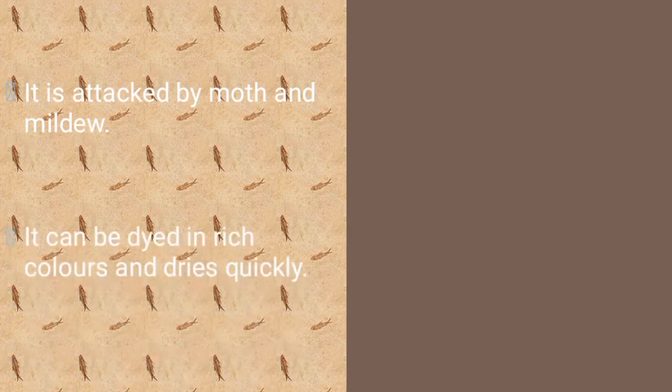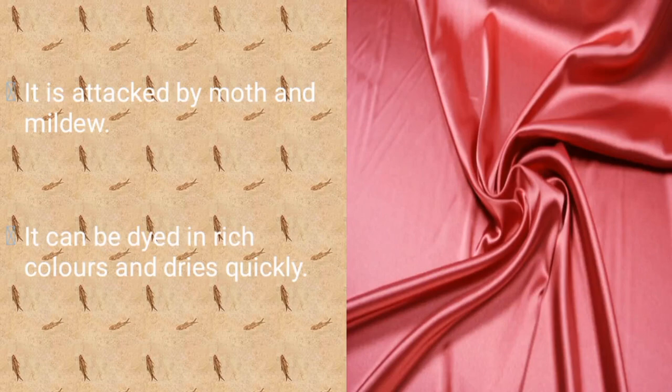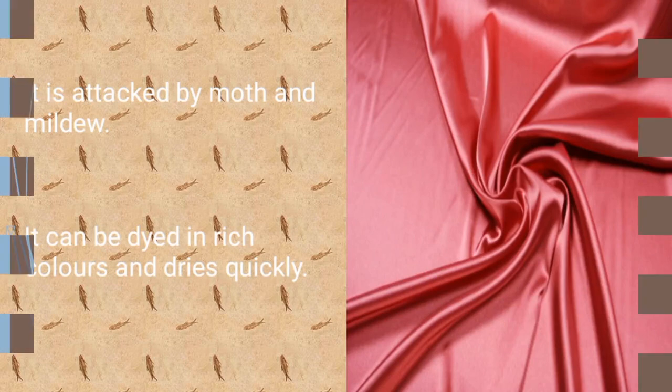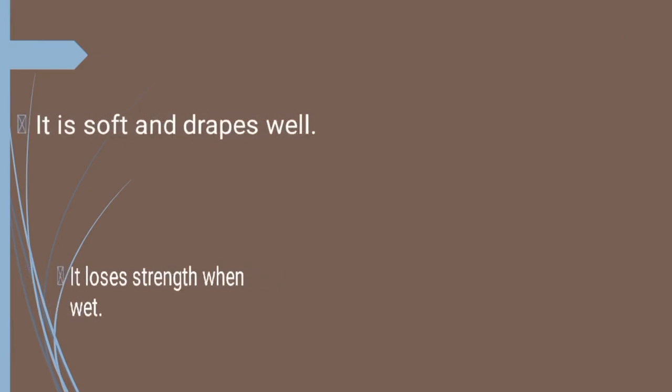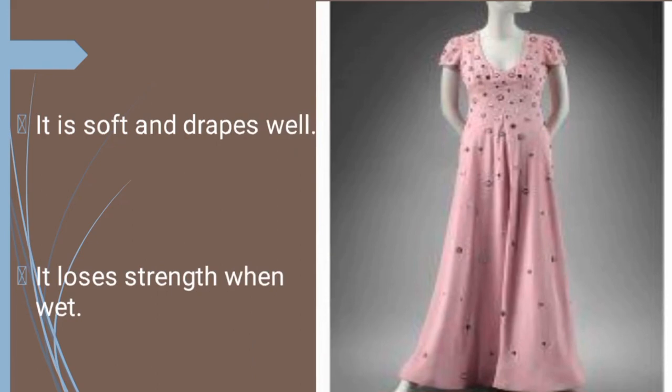It can be dyed in rich colors and dries quickly. As you can see, it dries quickly. It is soft and drapes well. It loses strength when wet. You can see a fabric made of acetate fiber.